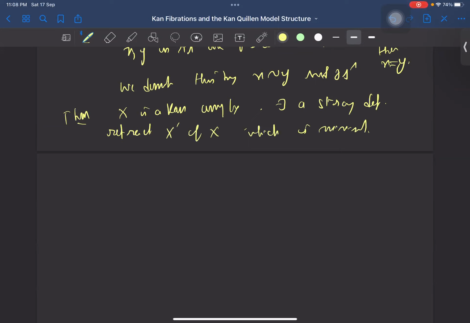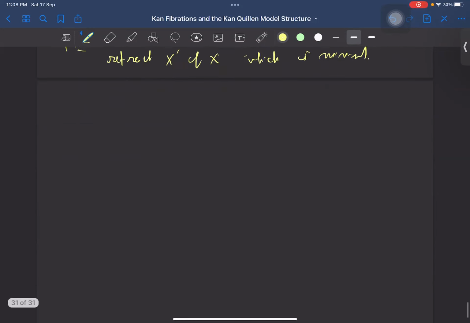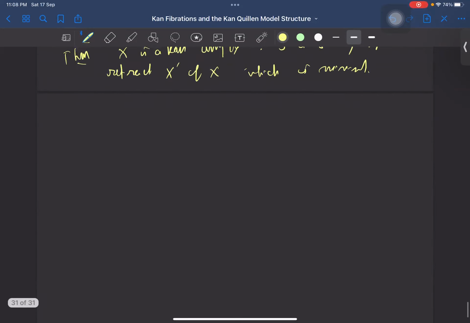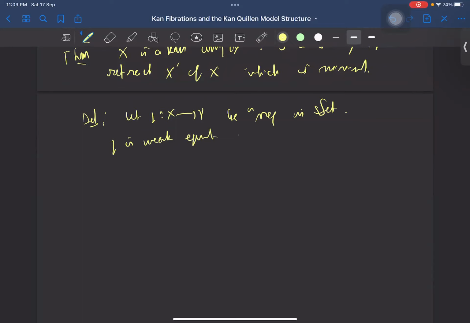Right, so let's get to business now. Let me define something before defining the model structure. Suppose F is a map in simplicial sets. We are defining weak equivalence. So F is a weak equivalence if for all Kan complexes, say K, we have the following bijection.